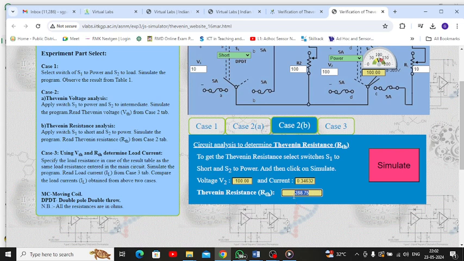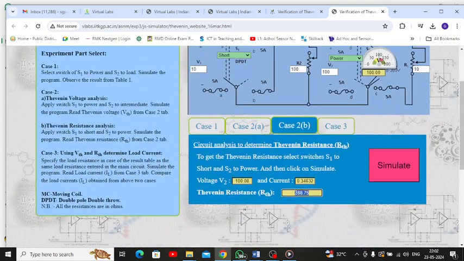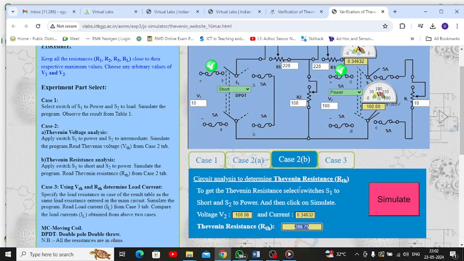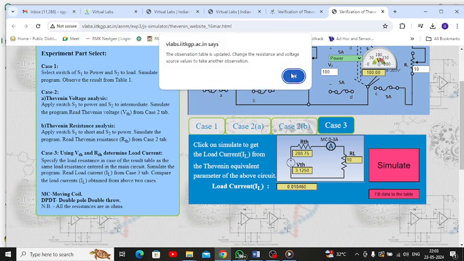Now we use this VTH and RTH to draw the Thevenin circuit, and finally we predict the exact load current flowing. Keeping at case 3, this case helps to measure the load current. Already we have calculated the Thevenin voltage as 3.1250 and the Thevenin resistance as 288.75. Here the load resistance is kept at 10 ohm, and I can change it afterwards. Click on simulate, and I get the load current like this. Fill this data into the table.